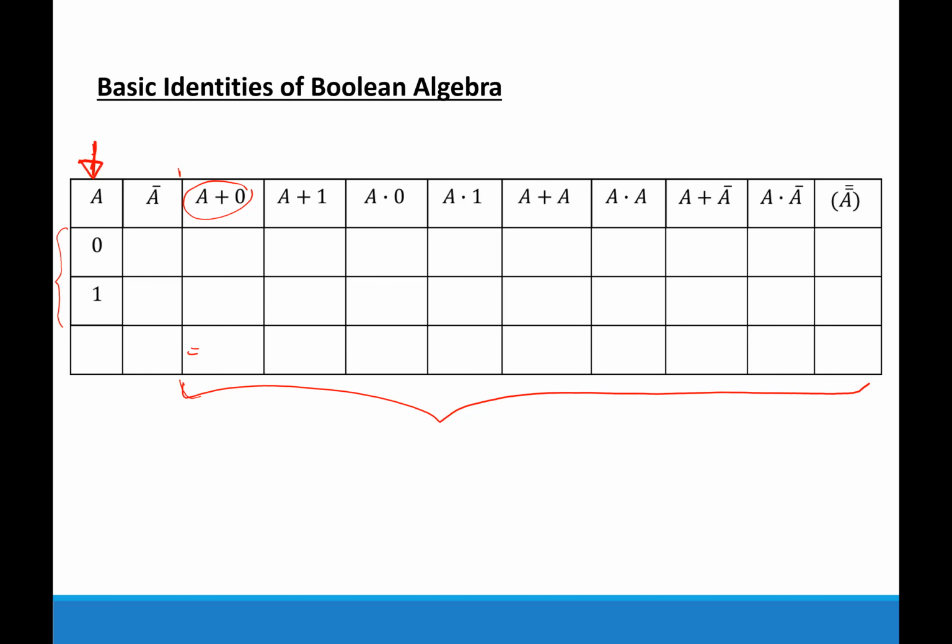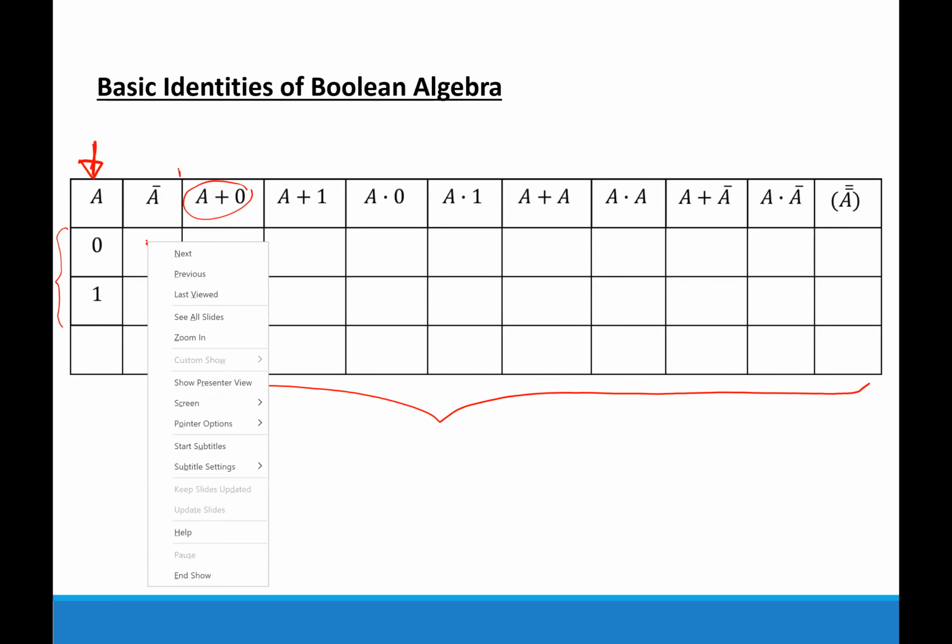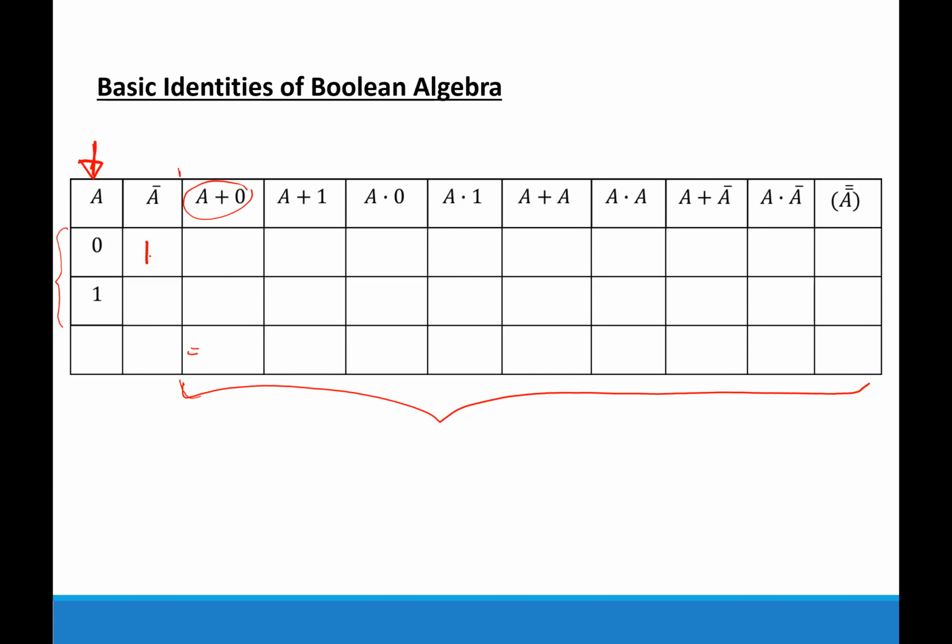And here we find the value of A bar, the complement of A. When A is equal to 0, we know that A bar is equal to 1. When A is equal to 1, now A bar is equal to 0. Okay, those are the values for A bar.